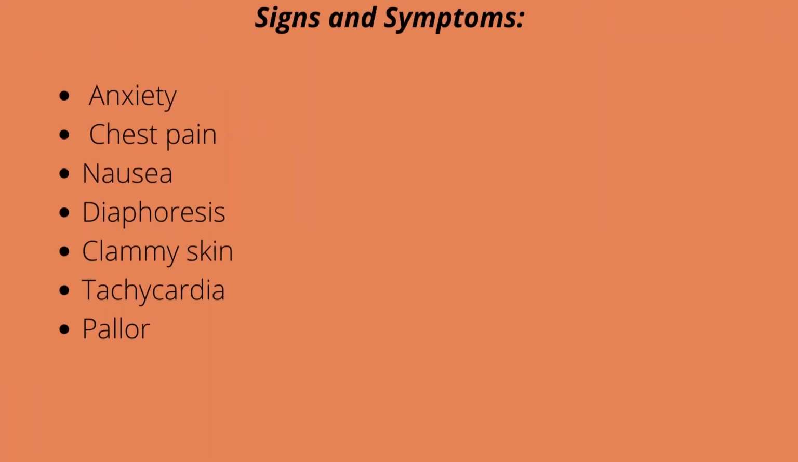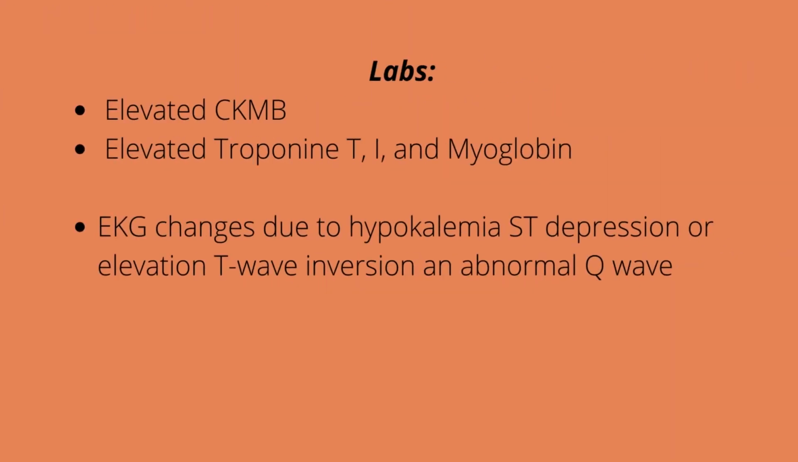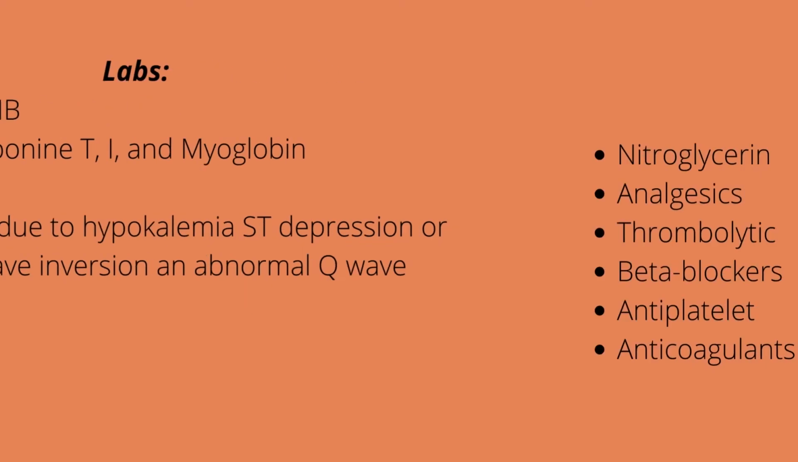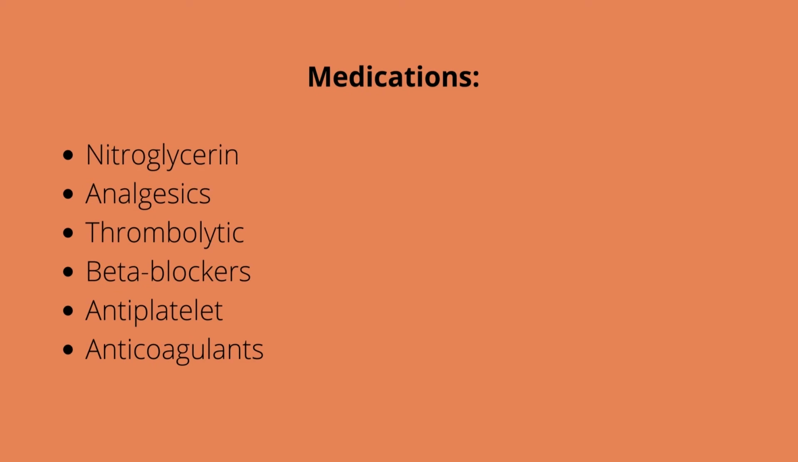Signs and symptoms of this include anxiety, chest pain, nausea, cool, clammy skin, tachycardia, pallor, as well as diaphoresis. So our labs, what are we going to note? Remember, our cardiac enzyme labs, we're going to have elevated CKMB levels, troponin I, troponin T, as well as myoglobin levels. They'll be elevated. They will have some EKG changes due to hyperkalemia. When our cells burst, the potassium goes out to the blood. So we're going to have an ST depression or elevation, or a T wave inversion, as well as abnormal Q waves.